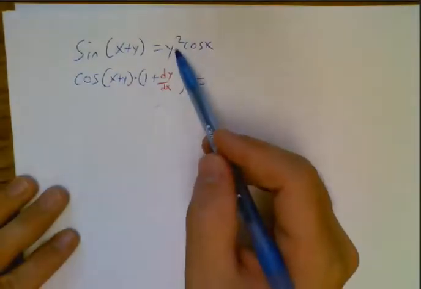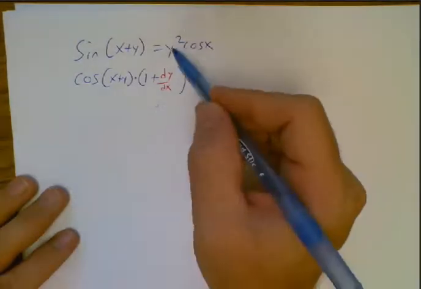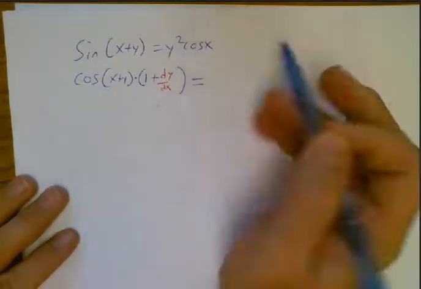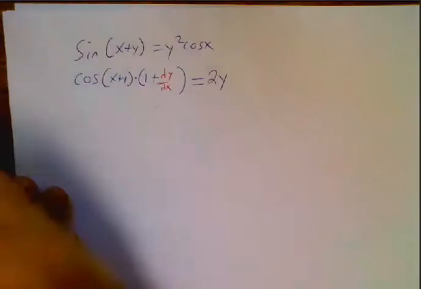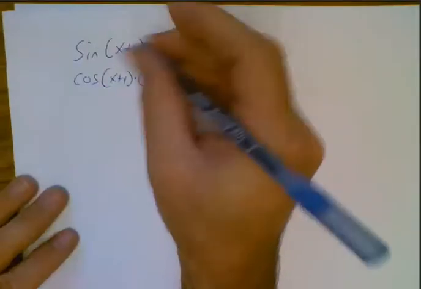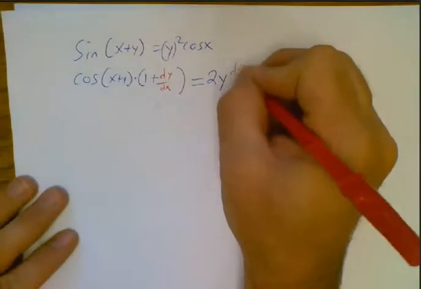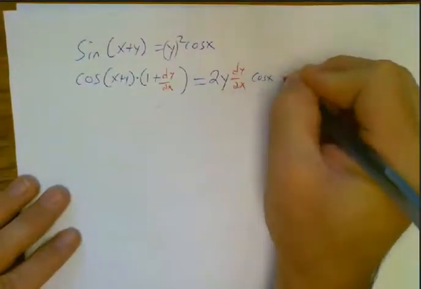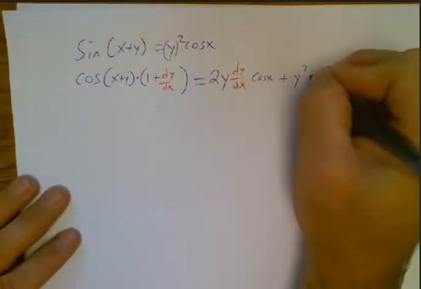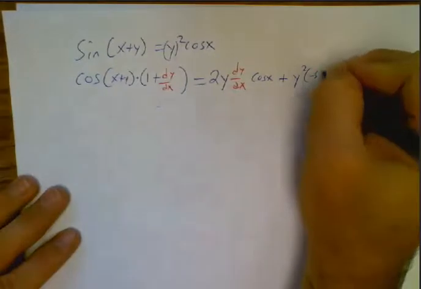All right, so on this side though, ironically, we do have a product rule. We have y squared times cosine x. So the derivative of y squared is 2y to the first, treat this as a thing, we've done y squared already, dy/dx. Leave the cosine alone, plus, leave the y squared alone, and the derivative of cosine, which is negative sine.